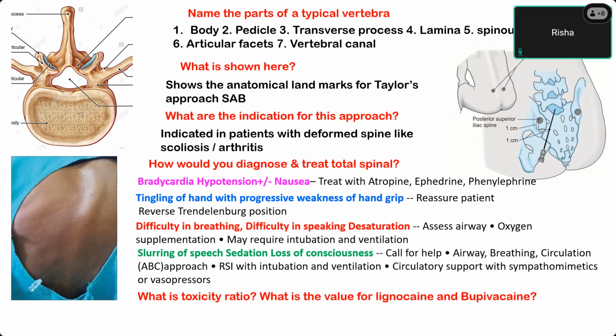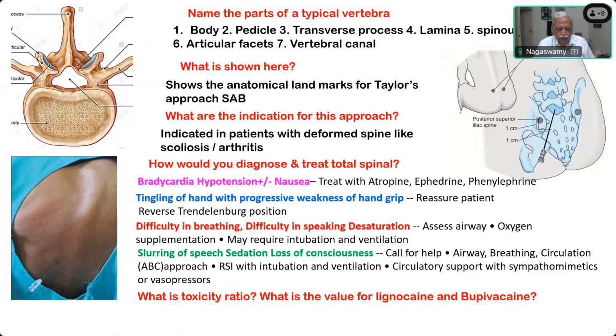CNS. Circumoral numbness, tingling, then some agitation, excitedness, then drowsiness, coma. That is how the whole thing will happen. So initially it will be the CNS toxicity. Later on it will go on to CVS toxicity of bradycardia, hypotension, and arrest.